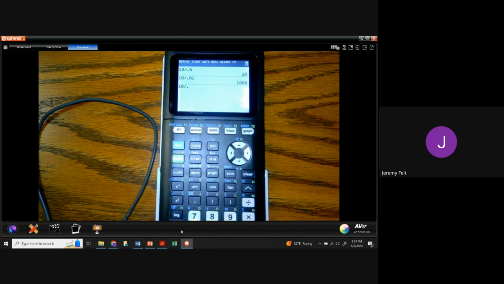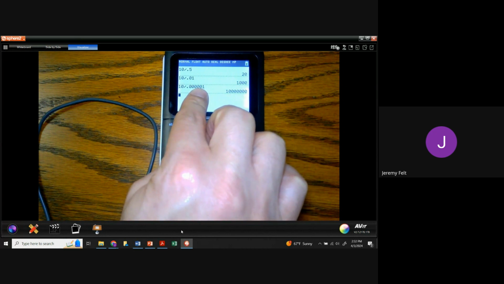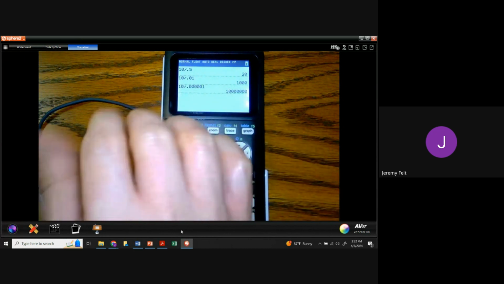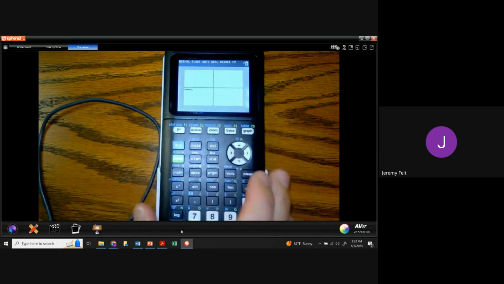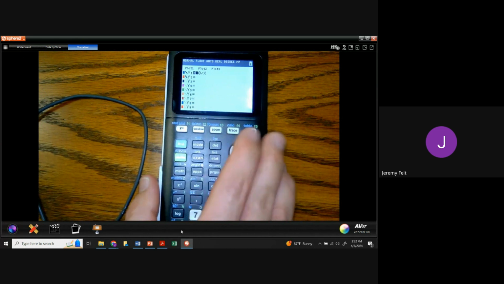Maybe 10 divided by 0.0001. Okay. It's now getting bigger. So as this number gets closer to 0, smaller in the denominator, this number is getting bigger. And so that's what we're working with when we have this 10 divided by x.